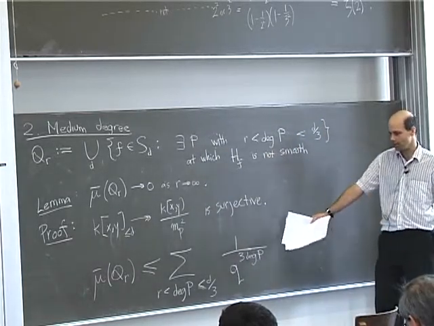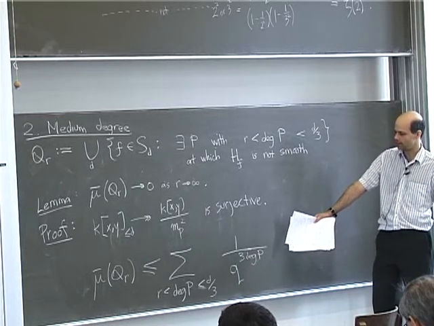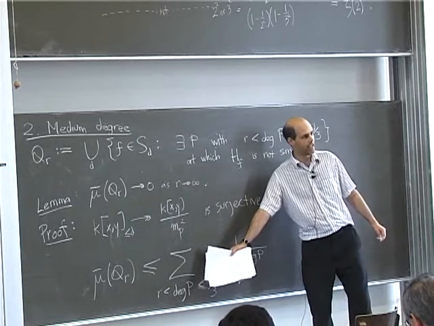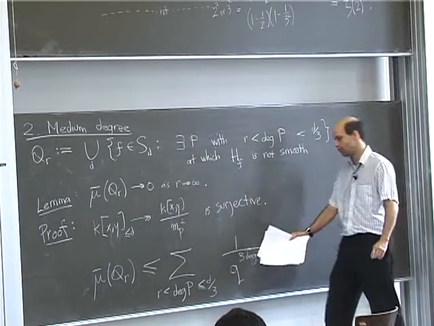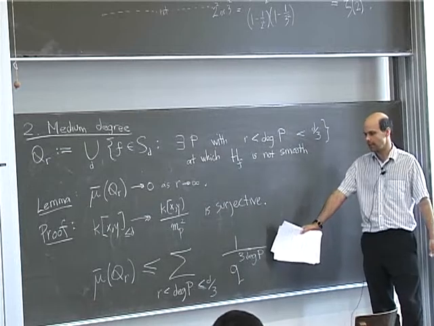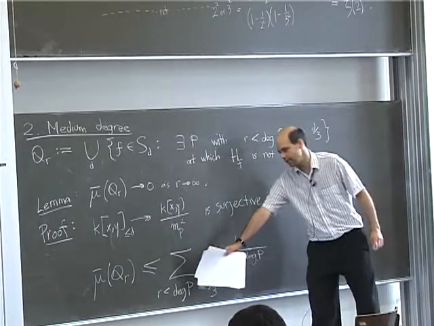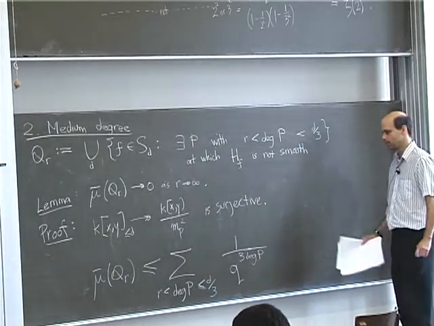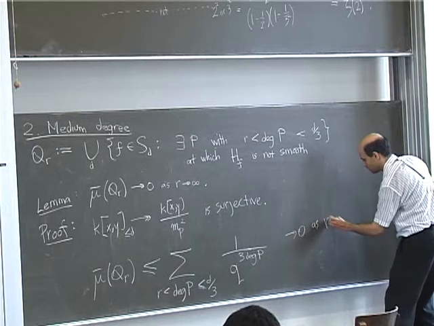And now using the fact that you know how many closed points there are of a given degree on A2, you can show that even if I were to take this infinite series, it would converge. And so if r is sufficiently large, then this is going to be small. So this is going to tend to 0 as r goes to infinity.